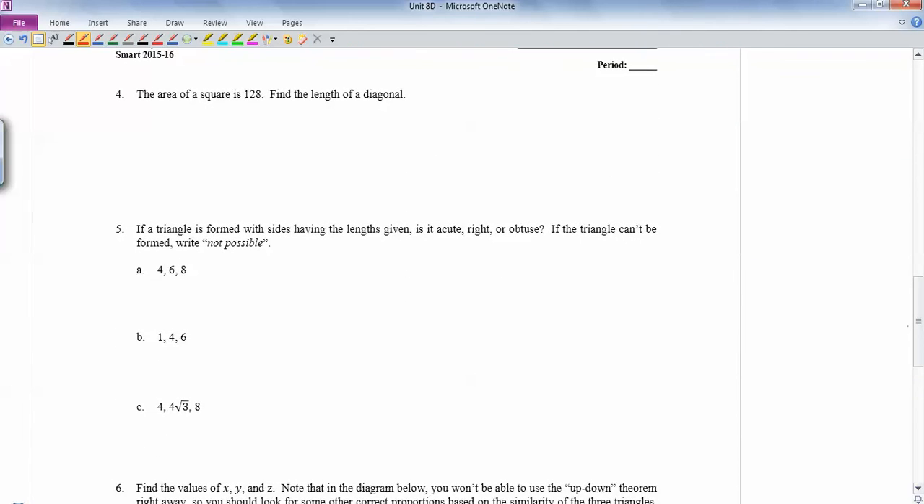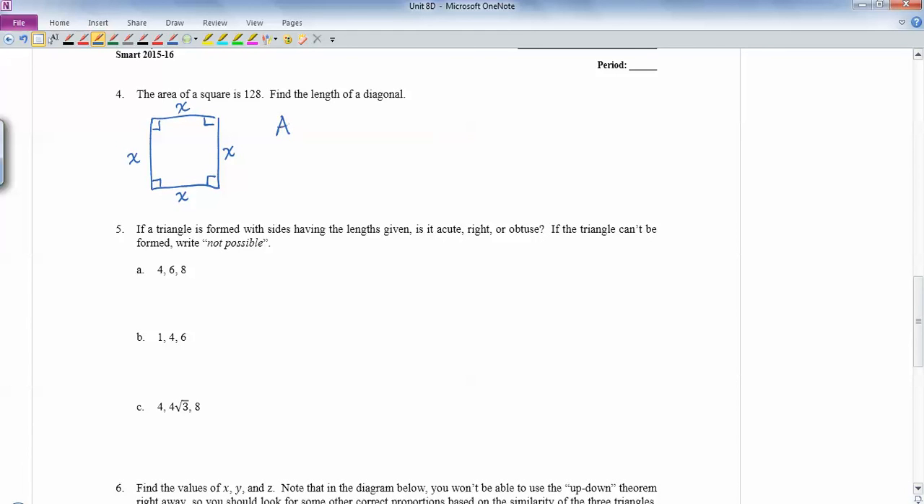So in this one, it says the area of a square is 128. Find the length of a diagonal. Okay, so let me draw a square. And we know a square has 4 right angles. And we know that the sides of the square are all the same, but we don't know what the sides are, so I'm just going to call them x.